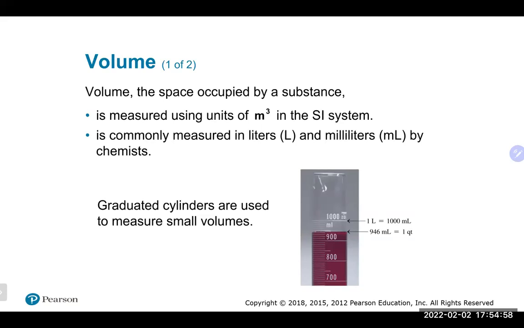So let's talk a little bit about volume. Volume is really the space that's occupied by a substance. It is measured in units of meters cubed, but as I mentioned before, very common units that we do use a lot are milliliters. Probably a majority of any glassware that you would use to take a volume measurement is going to give it to you in milliliters. And as I wrote on the other slide, 1,000 milliliters equals 1 liter is something that we definitely do use a lot.